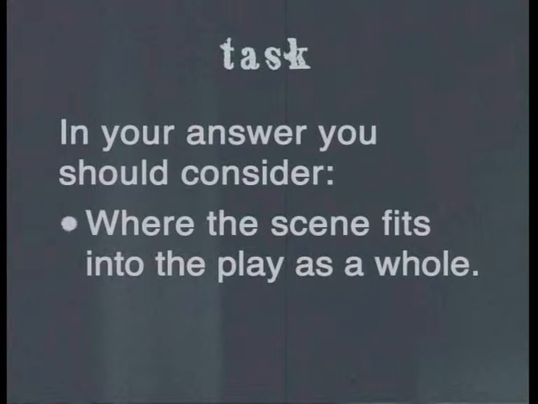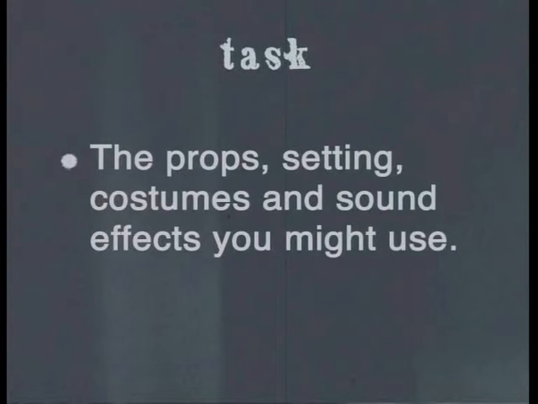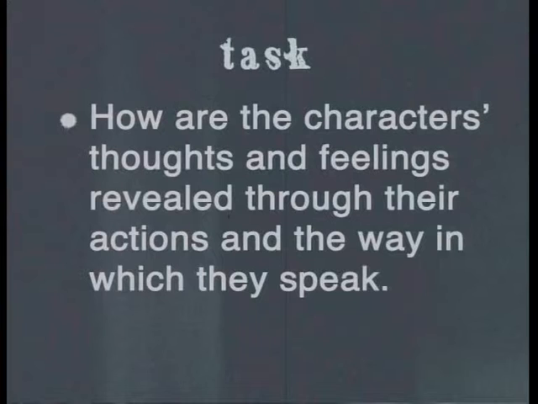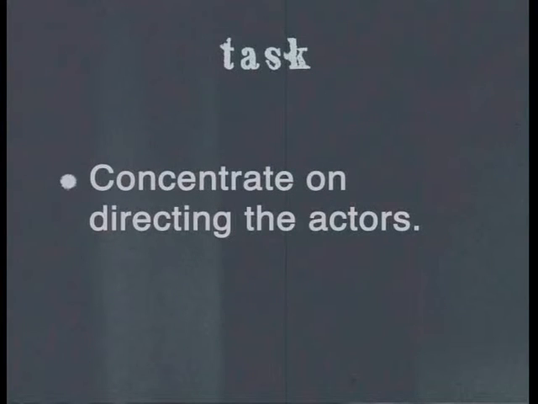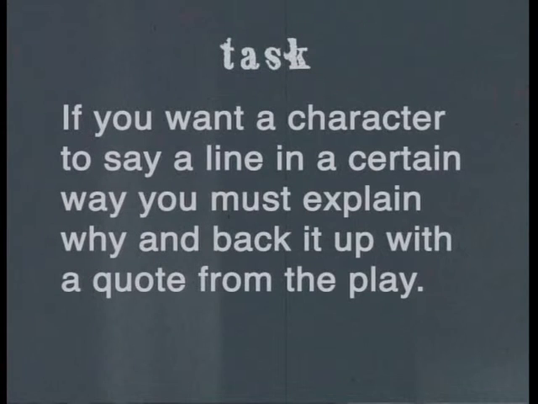In your answer, you should consider where the scene fits into the play as a whole. The props, setting, costumes, and sound effects that you might use. How are the characters' thoughts and feelings revealed through their actions and the way they speak? Concentrate on directing the actors. If you want a character to say a line in a certain way, you must explain why and back it up with a quote from the play.